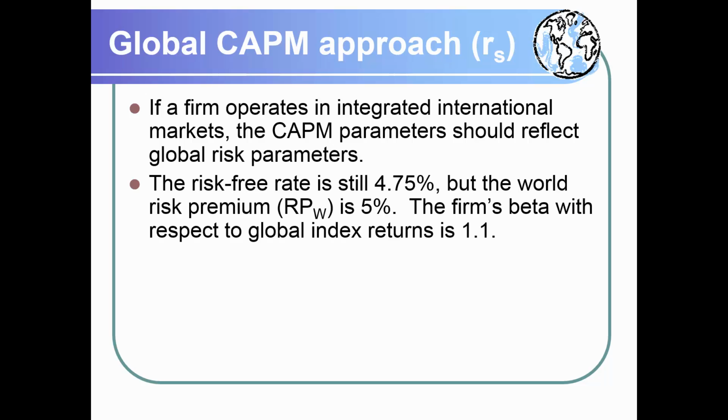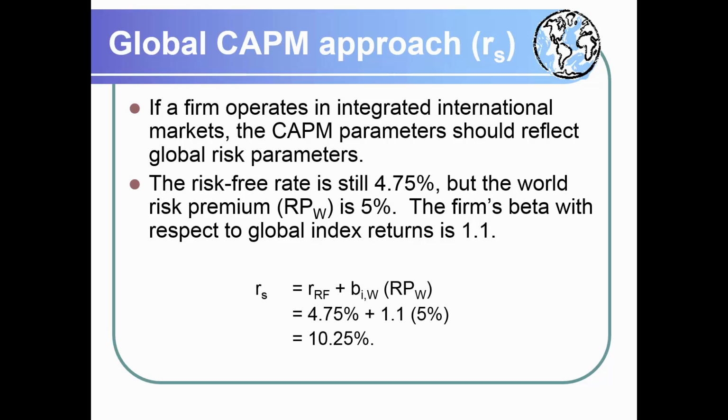With the global CAPM approach, when you talk about a US firm going abroad, they don't want to talk just about the US stock market because it is a multinational firm that could have operations all over the world. If this company operates in integrated international markets, what do we need to use? We want to use the same risk-free rate, 4.75, but we want to use the world risk premium. The world risk premium is 5%, and the firm's beta with respect to the global index returns is 1.1.